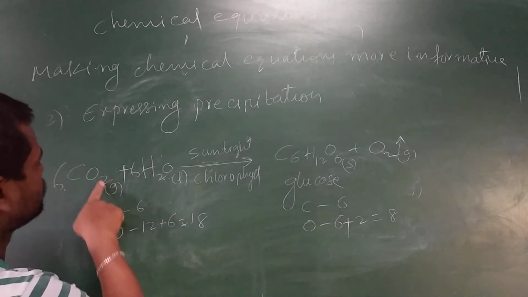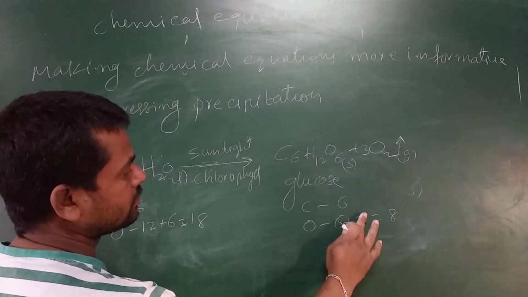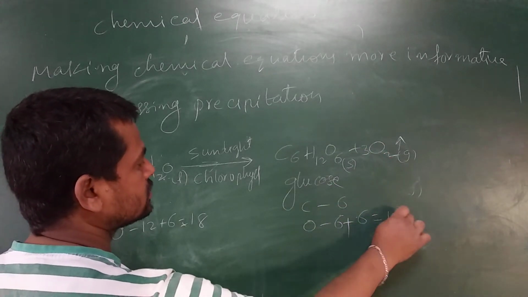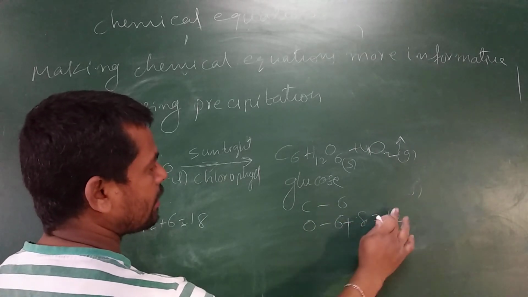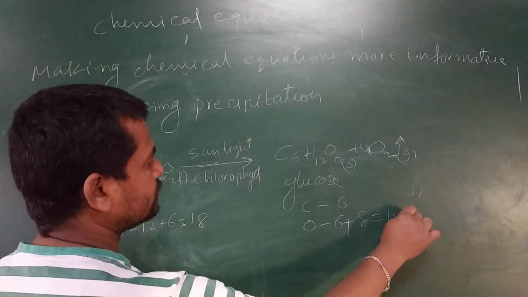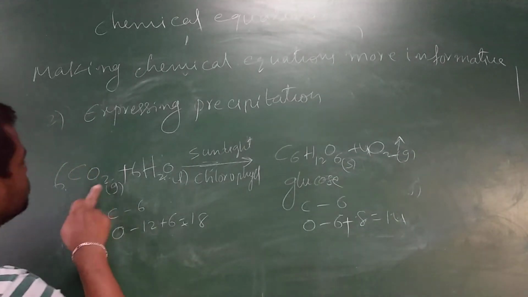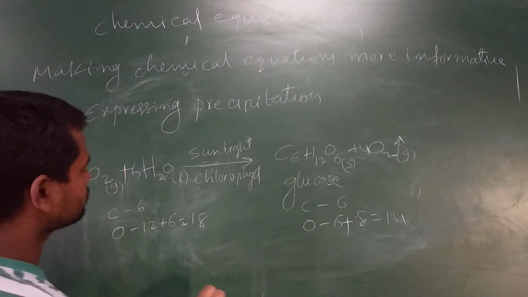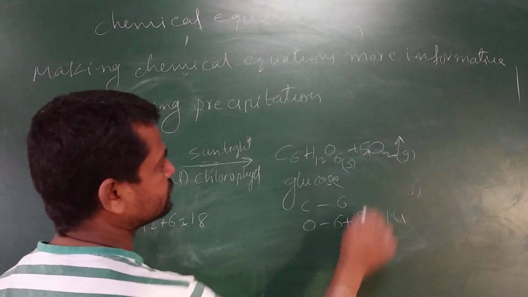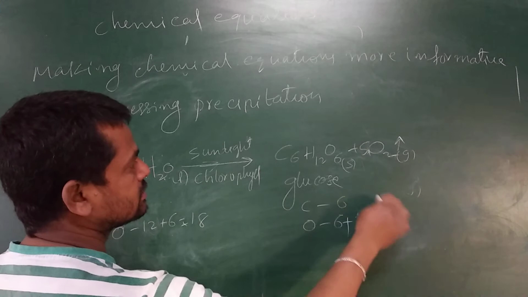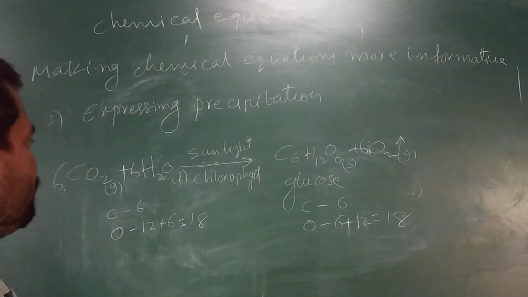6, 12, 18. If I write 3, then 3 times 6 becomes 12, no. Then 4, 4 times 8, 14, no. 12 is balanced. Next, 5 times 2 is 10, 16. 6 times 2 is 12, plus 6 is 18. See, like this we have done.